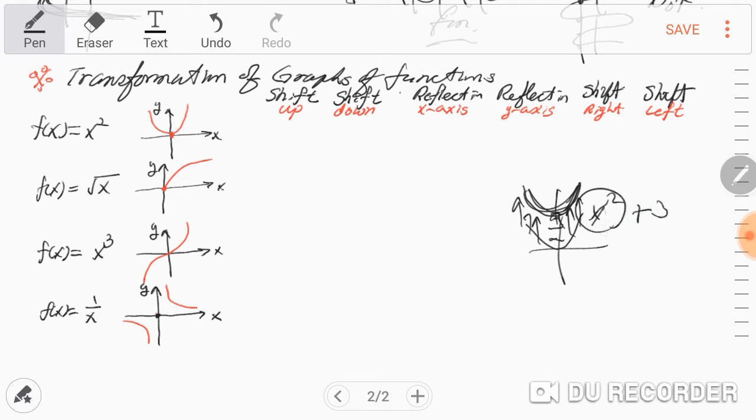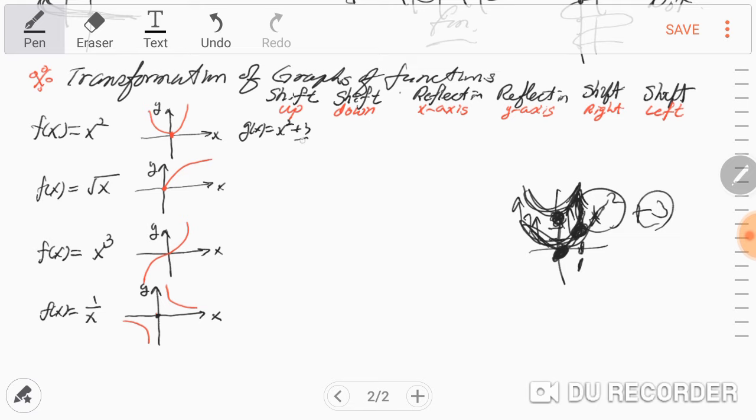So for each input, the original y value is increased by 3. Even when x equals 1, it was over here. The y value is this one, but this y value is increased by 3 units. So what we do is add 3 to the function. So the function will be, let's say, g of x. Then g of x will be x squared plus 3.